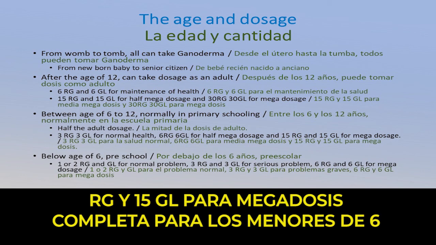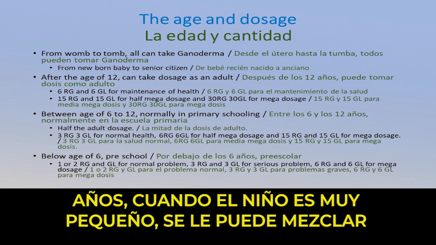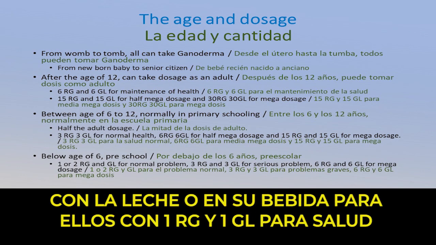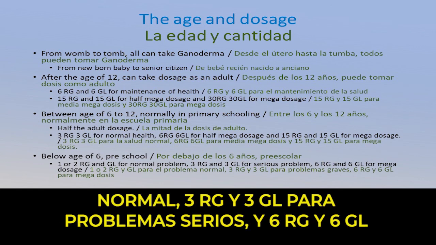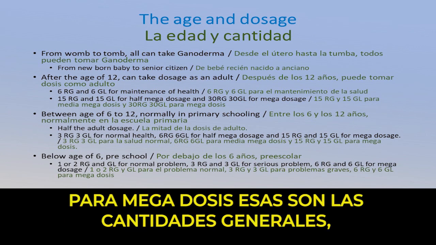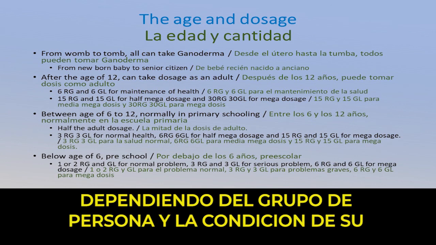For those below the age of 6, when the child is very small, we can mix it into the milk or drink for them. Maybe 1 or 2 Rg and Gl for a normal problem, 3 Rg and 3 Gl for a serious problem, and 6 Rg and 6 Gl for the mega dosage. So these are the general dosages, depending on the group of people and the body condition.